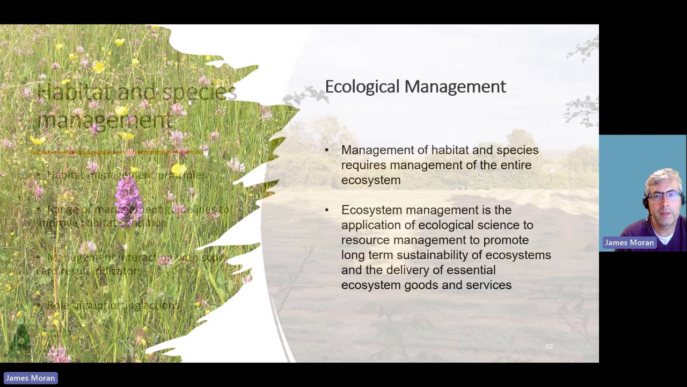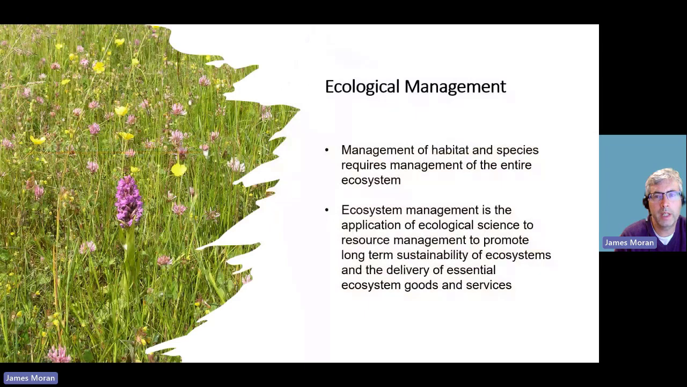The ecological management of habitats and species requires the management of the entire ecosystem. As a result, we focus on ecosystem management, which is the application of ecological science to resource management, promoting long-term sustainability of ecosystems and maintaining their structure and functions in order to deliver essential ecosystem goods and services on which we depend.